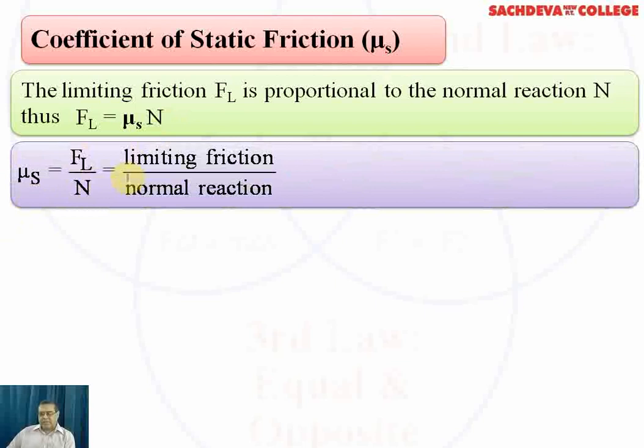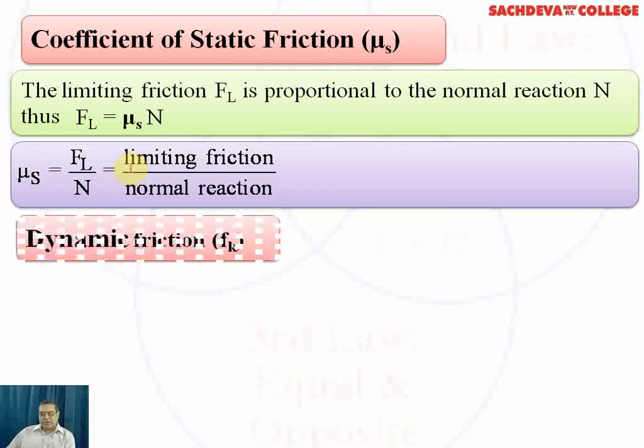This I have just explained to you, that the coefficient of friction is the ratio of the force of friction to the normal reaction. Now, because FL and N both are forces, if we put their units, we will find the units will cancel off and mu S will have no units. It will be a dimensionless constant. If you wanted to write its dimension, it will be M naught, L naught, T naught. Otherwise, we say it is a dimensionless constant.